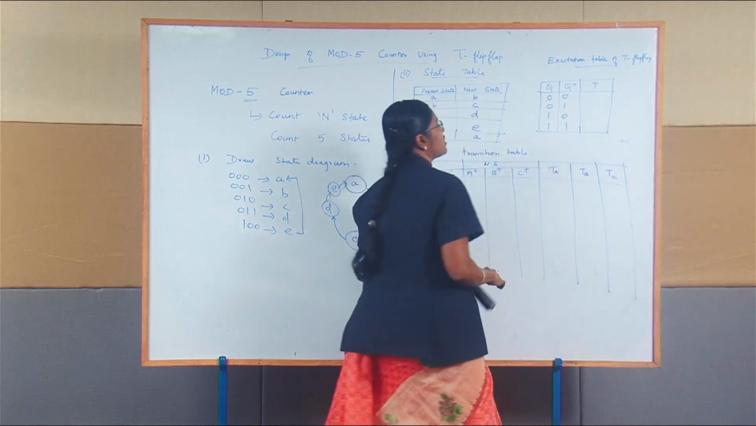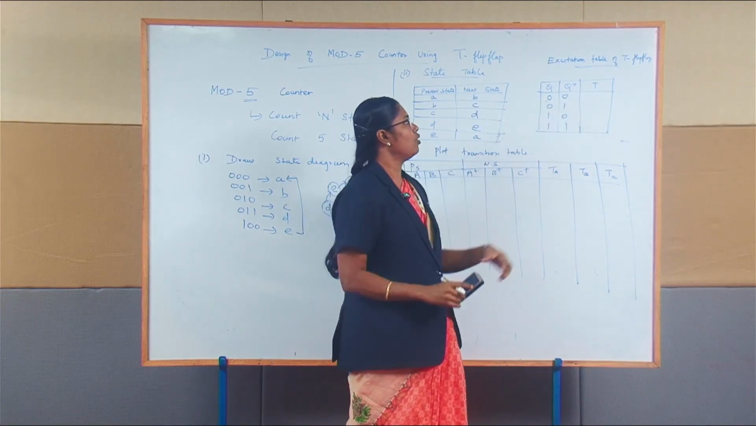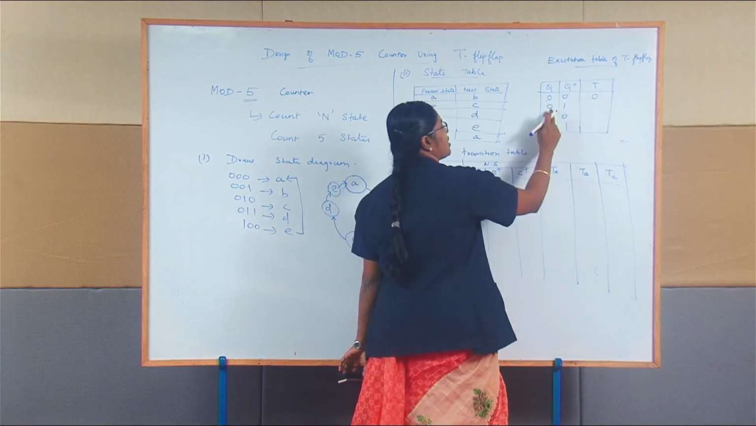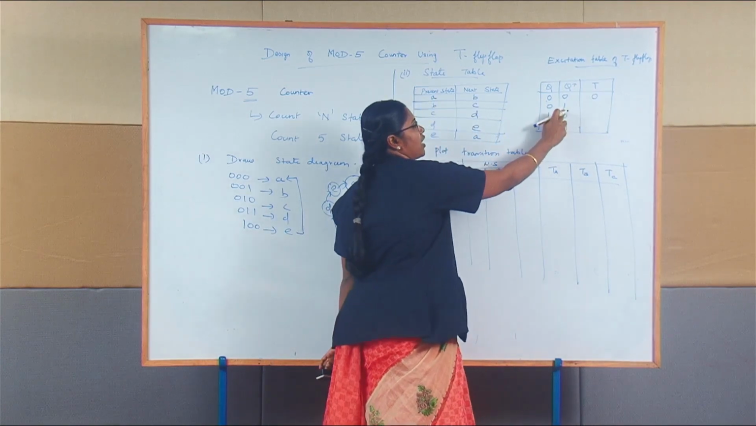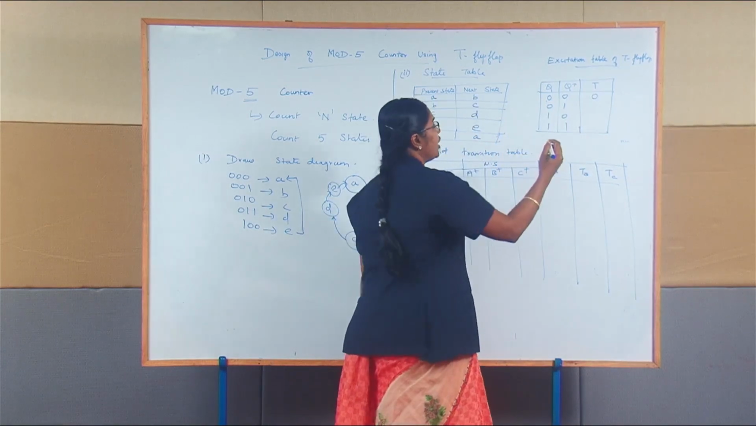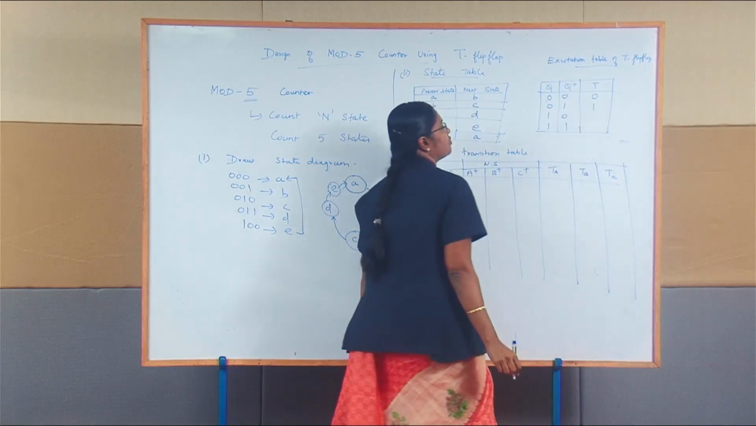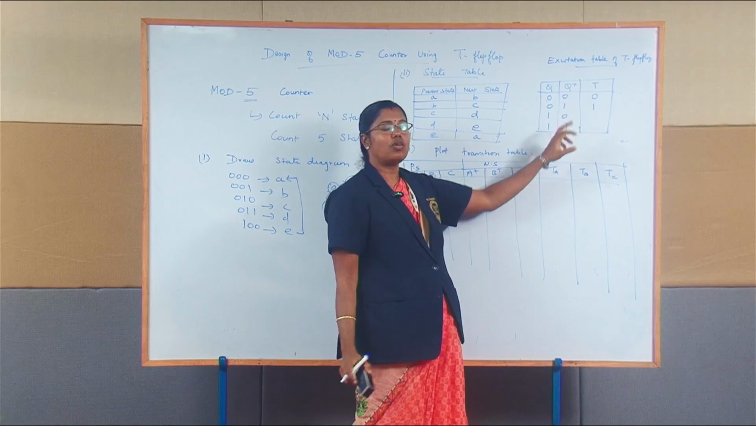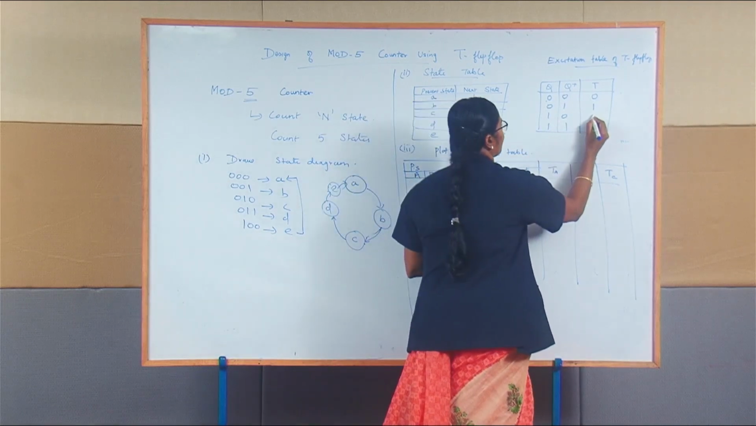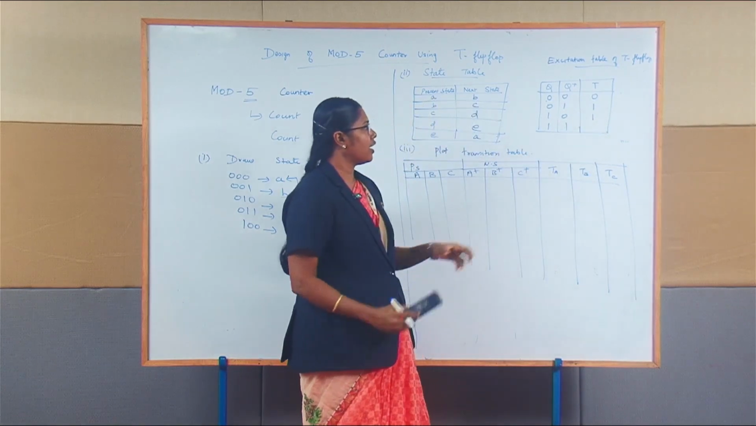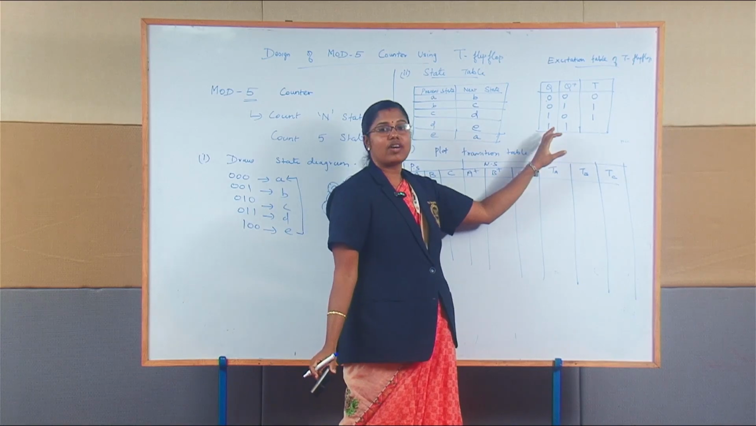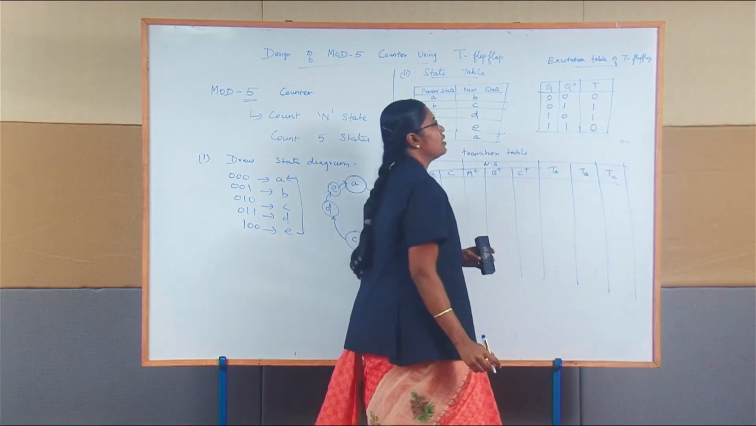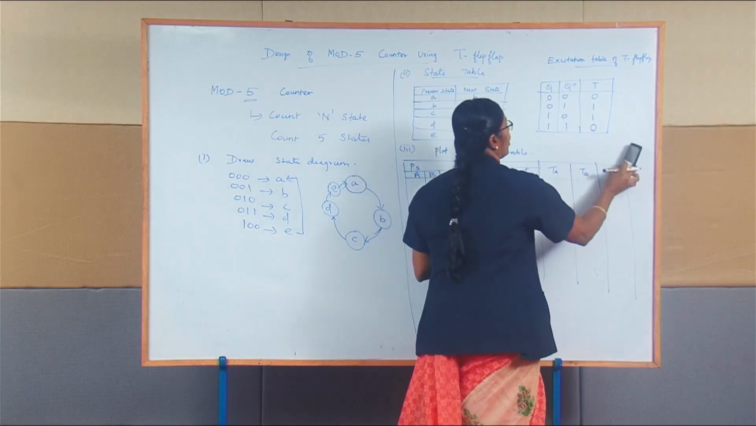Here, when the present state and next state values are both 0, the T input should be 0. When the present state is 0 and the next state is 1, the T input should be 1. Similarly, when the present state is 1 and the next state is 0, the input should be 1. Again, when the present state and next state values are both 1, the input given to the T should be 0. This is the excitation table of the T flip-flop.